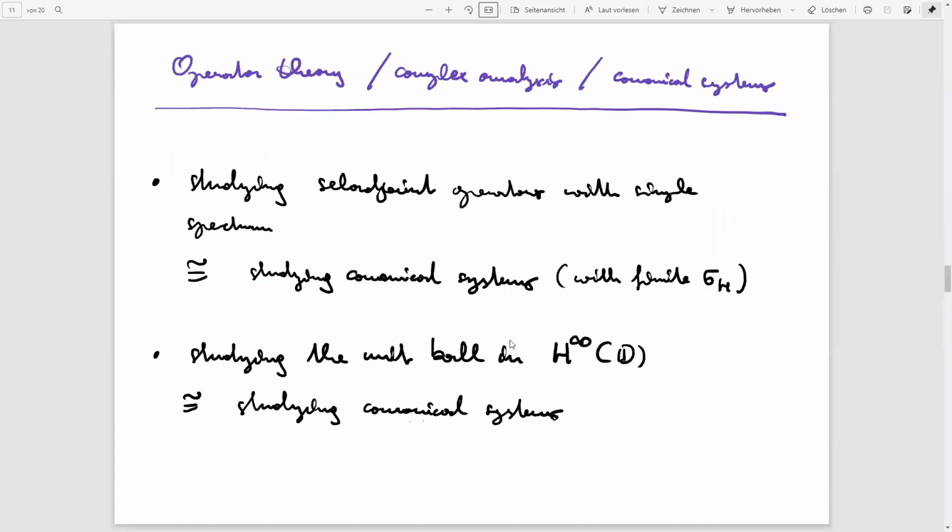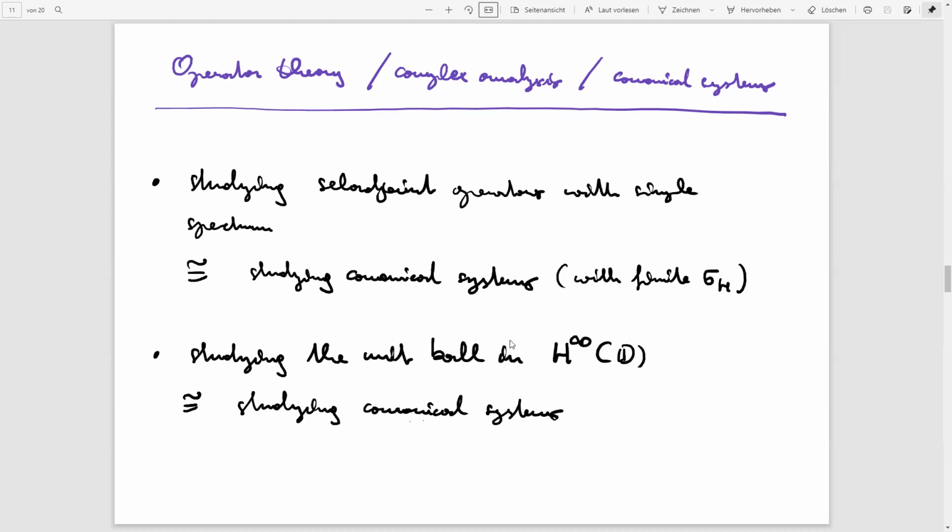So we can use either viewpoint to study the other object. If I say, I personally come from the side of operator theory. As I said before, we want to study the spectrum of the model operator. And studying the spectrum of any self-adjoint operator with simple spectrum amounts to studying canonical systems, because for every self-adjoint operator with simple spectrum, we can construct a Hamiltonian such that the model operator is unitarily equivalent to the given one.